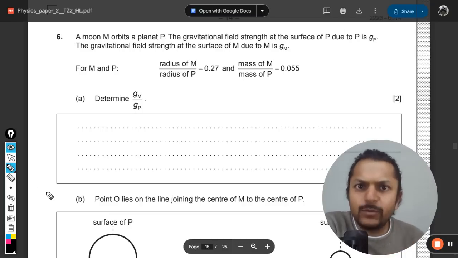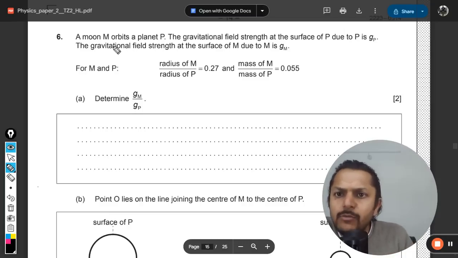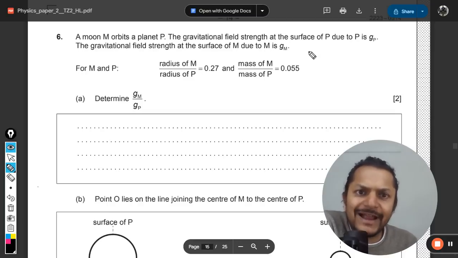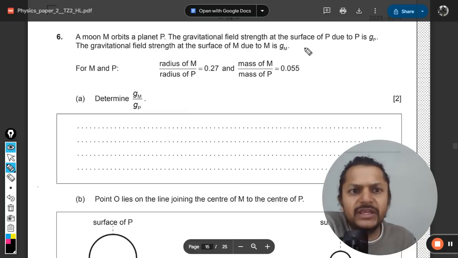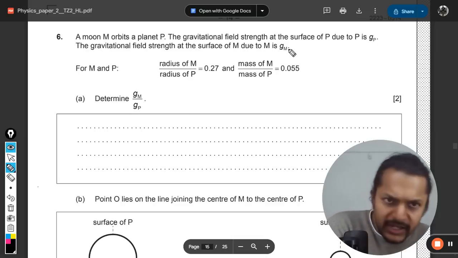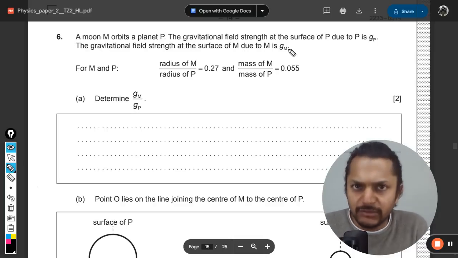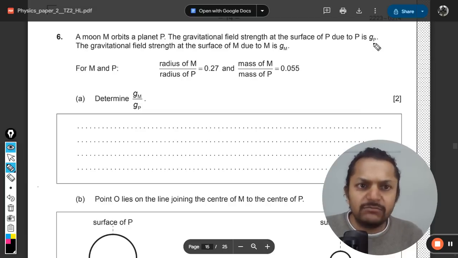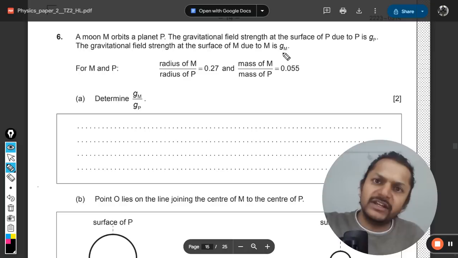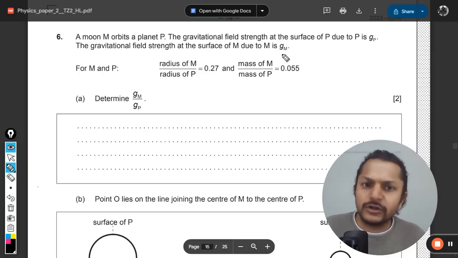Okay, dear student, let's see what is there in this question. A moon M orbits a planet P. The gravitational field strength at the surface of P due to P is Gp, and the gravitational field strength at the surface of M due to M is Gm. Like if you take the example of the Earth and the Moon, so Gp will be 9.8 meter per second square, and Gm is the gravity at the moon surface because of the moon.